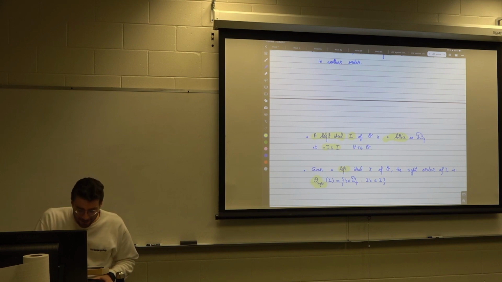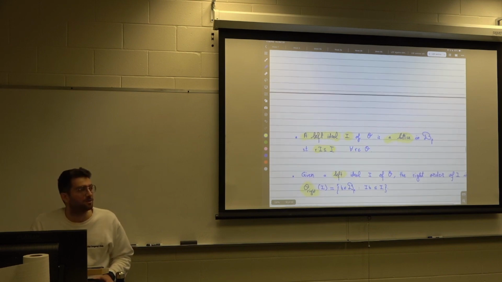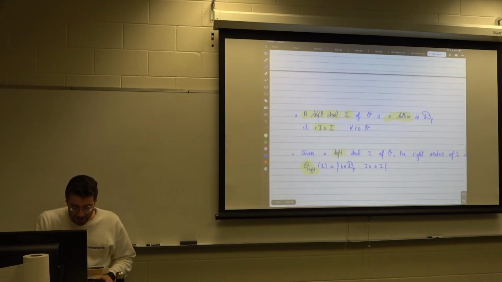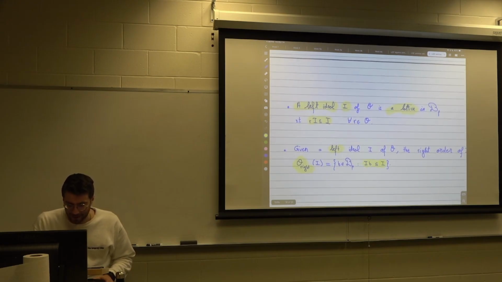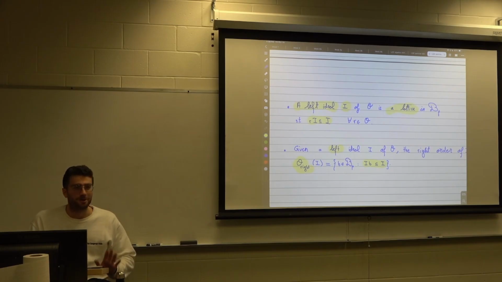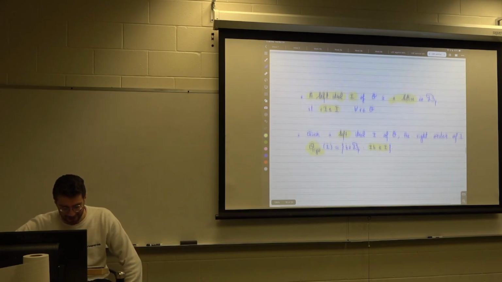Because here I was saying if you multiply from the left, then you're not in I anymore. But you can take all the elements such that if you multiply from the right, they keep you in I. This will be an order again. So I know this is a lot of definitions, but let's do the following experiment and see what happens.